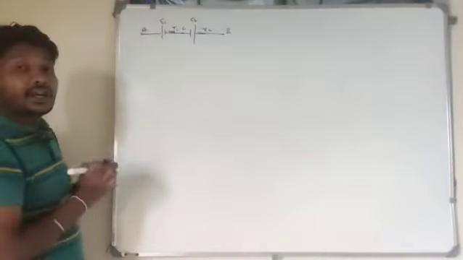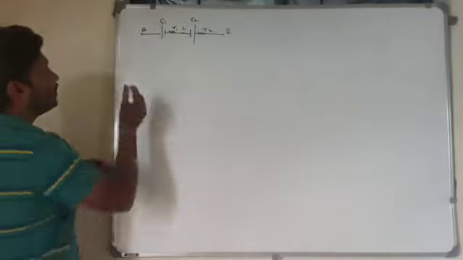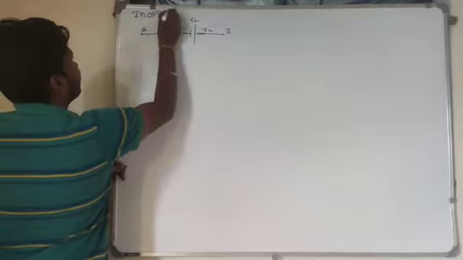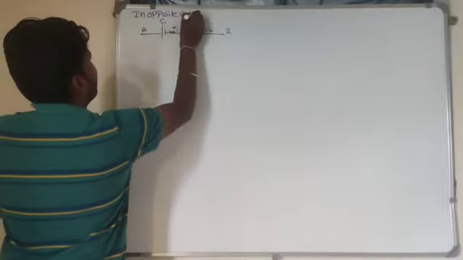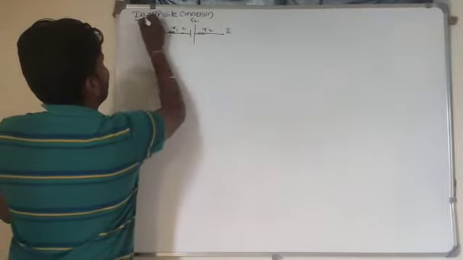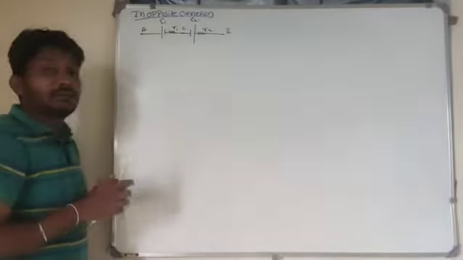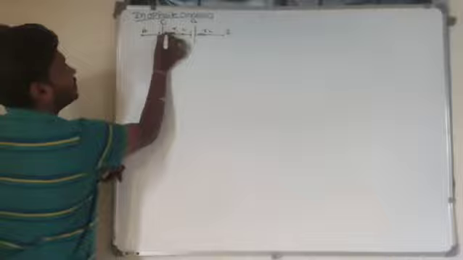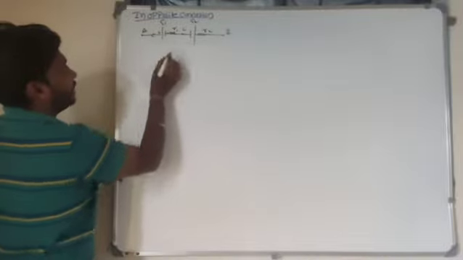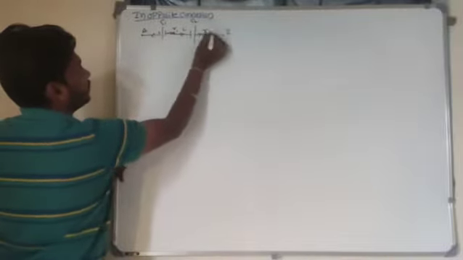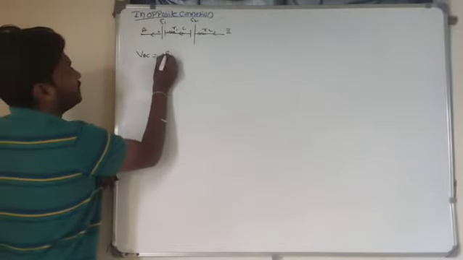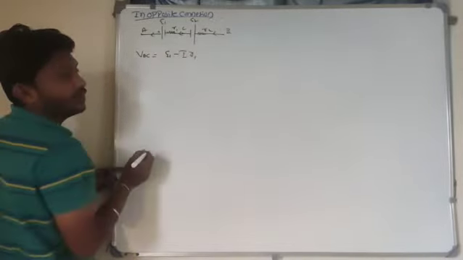So in opposite connection, what is the equivalent EMF and internal resistance I need to find out? First I will take this as the positive and negative terminal of the battery. Current flows from positive to negative in this way. The potential difference across A to C is E1 minus I into R1.